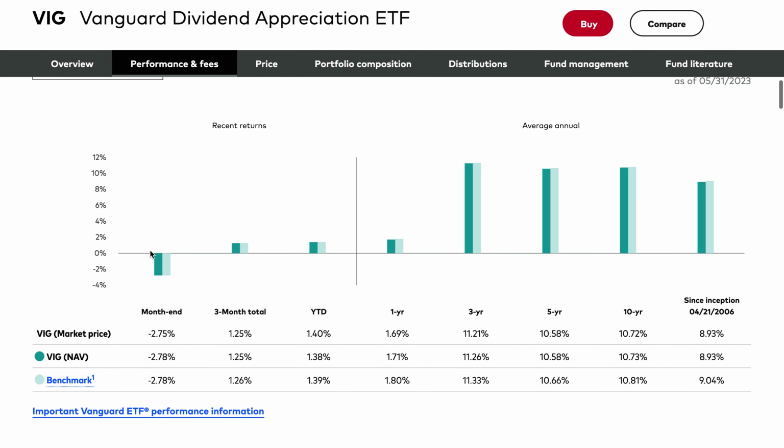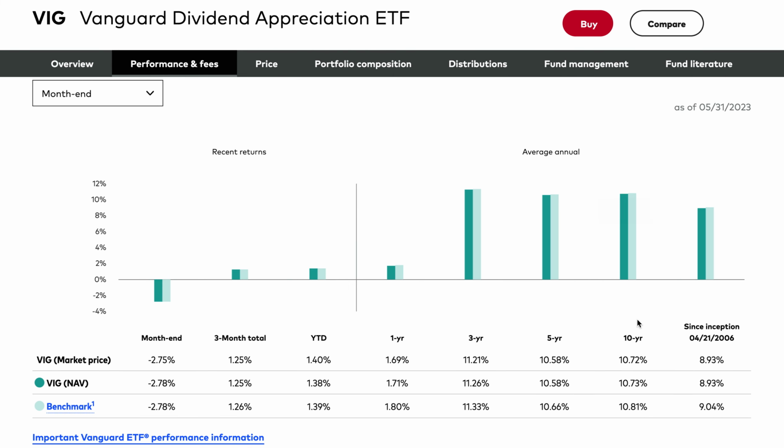Performance, so since 2006, now this is a way better representation. It has a lot more time here. We can see that it has returned almost about 9% per year. So this is more in line with average annual stock returns, so anywhere from 8 to 9%.